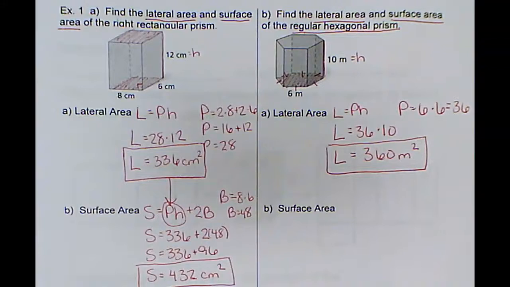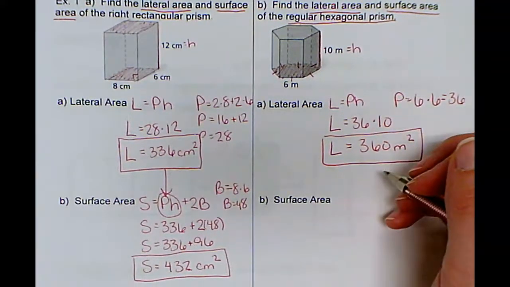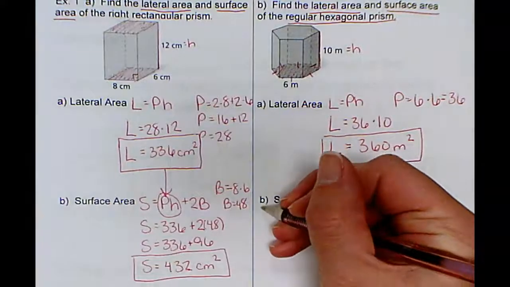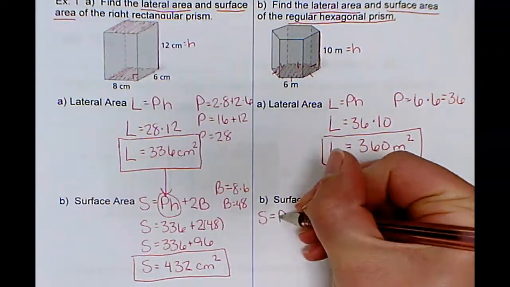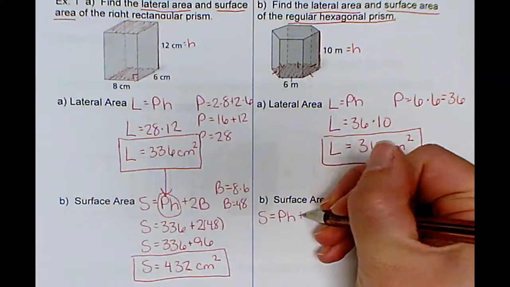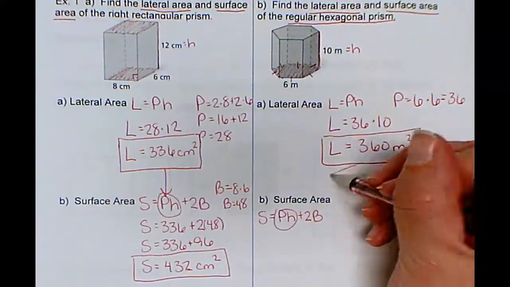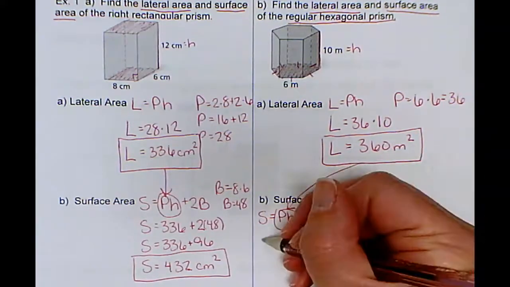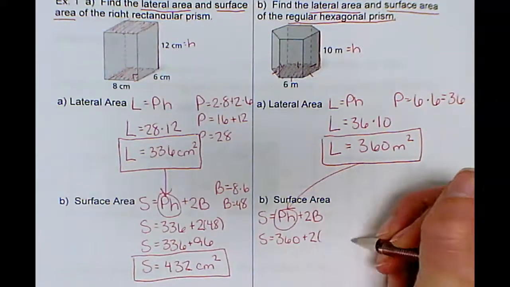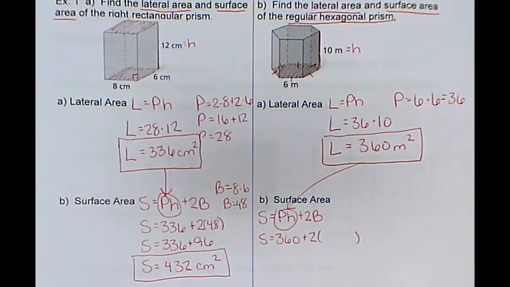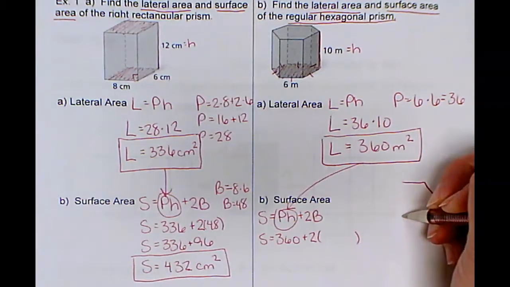When I calculate the surface area, which is going to be a little more involved, the formula, and I'm going to do it over here so I've got a little bit more space and I'm not wasting it. The formula is the perimeter of the base times the height plus 2 times the area of the base. Well, we have this piece right here. It came from the lateral area. So 360 plus 2 times the area of the base. But the area of the base is what we have to calculate. So we have a regular hexagon.